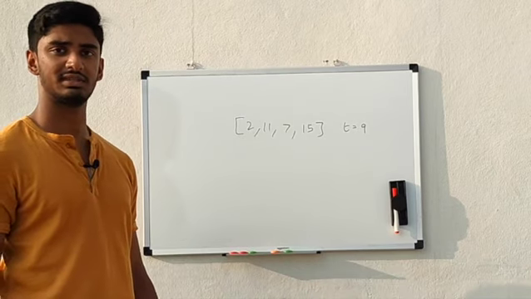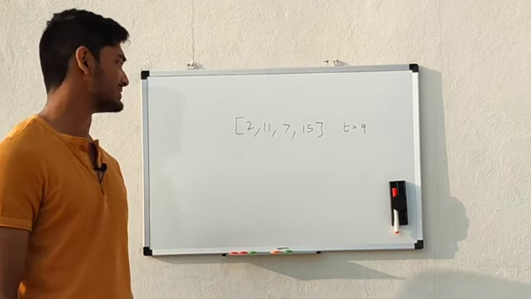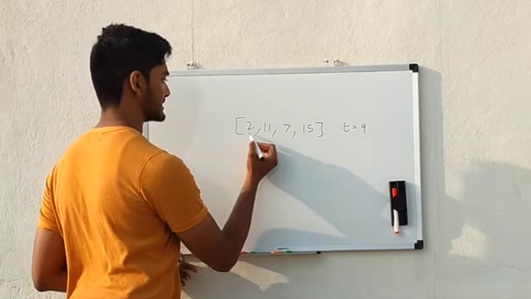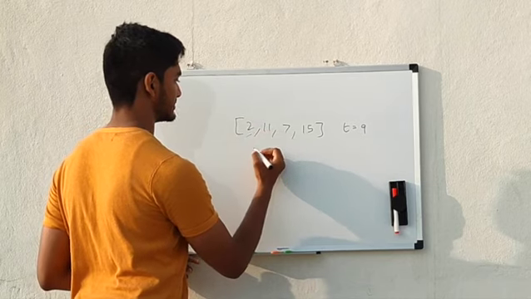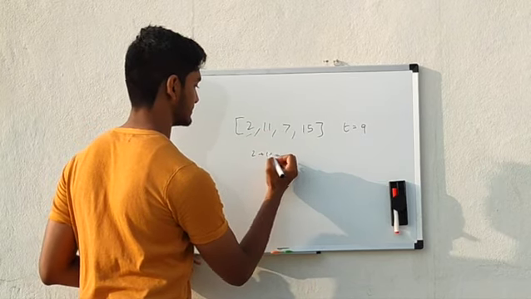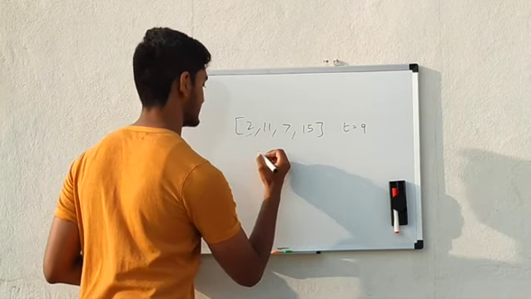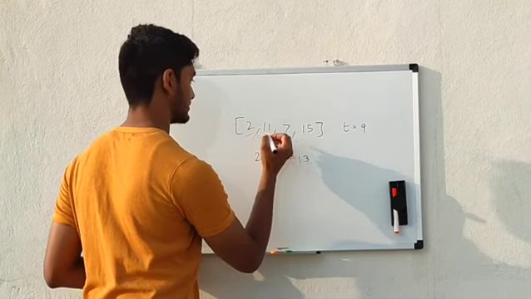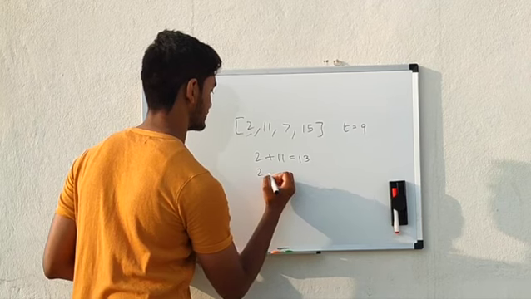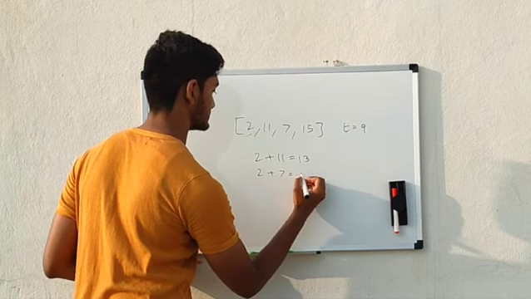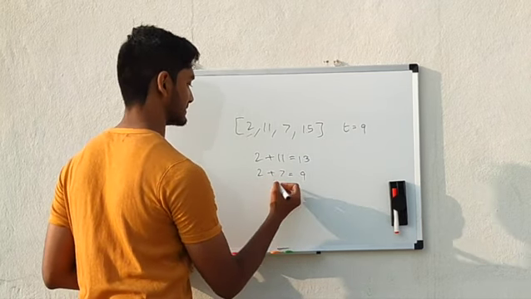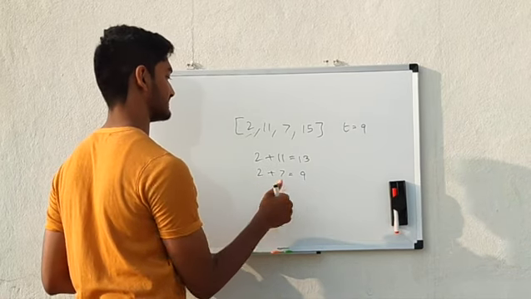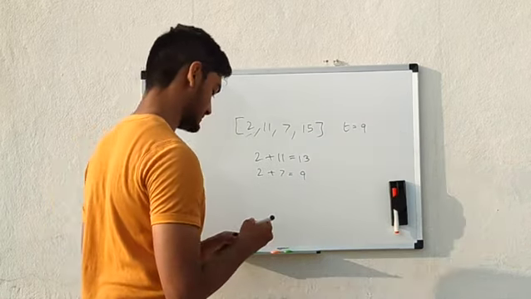First, obviously, we iterate through each and every element of this array. You can start with 2, and you can see that 2 plus 11 is equal to 13. Now you can go to the next one. 2 plus 7 is equal to 9. We got the answer.